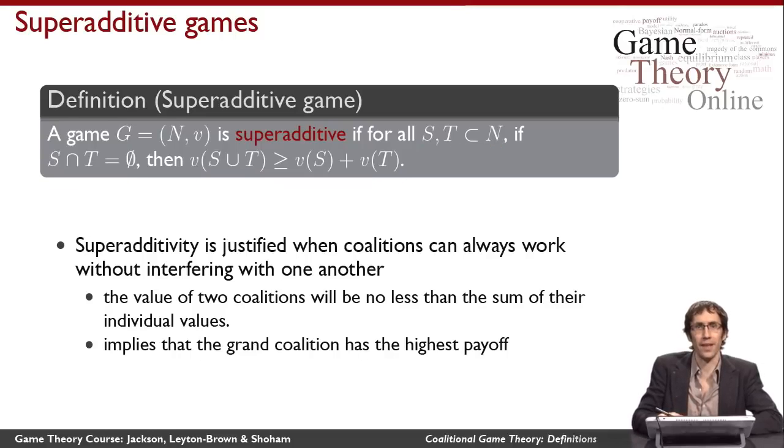This assumption makes sense if it's possible for coalitions to always work without interfering with each other. And this is often an assumption that we make in a coalitional game. Notice that this superadditivity assumption implies that the highest payoff of all, at least the weakly highest payoff of all, is achieved by the grand coalition. So when we're thinking about a superadditive game, it's natural to think that the grand coalition would want to form.